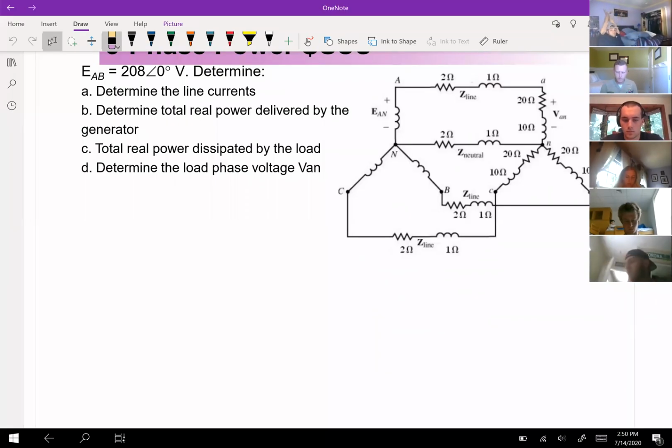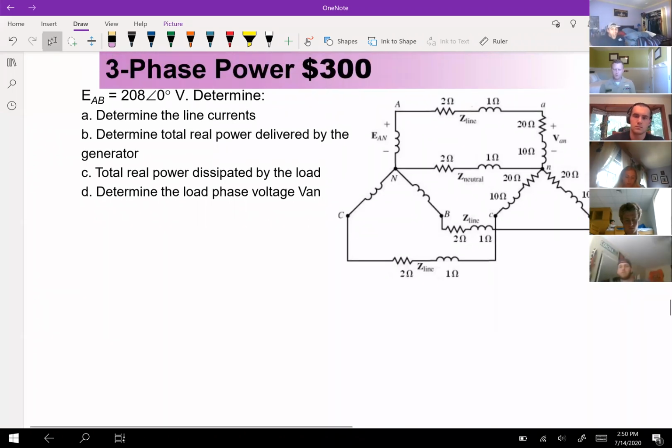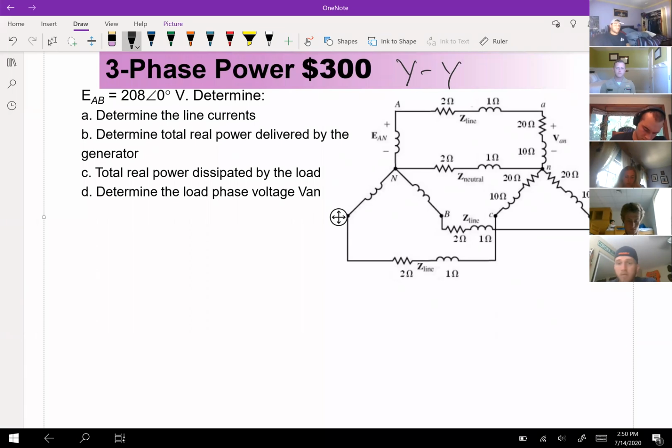All right, so this three-phase power problem. We have three phases, and the first thing I would do if I was looking at this is just write Y to remind myself that that's what I'm looking at. Here's a Y connection on the source side and a Y connection on the load side, right? Source, line in the middle, load on this side.